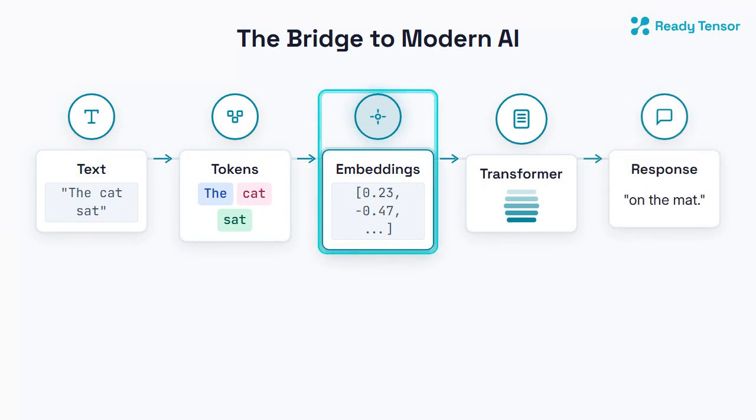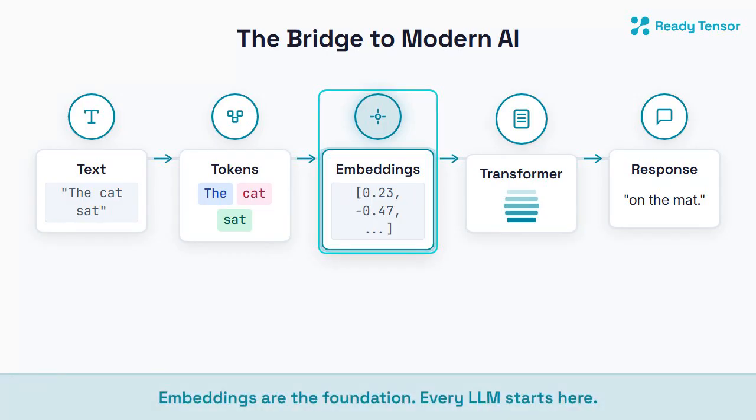But don't underestimate this embedding step here. It's not just pre-processing, it's the foundation. Everything the model knows about meaning, context, and relationships, it starts right here, in the embedding layer. Word embeddings aren't just an academic curiosity, they're the first thing that happens every single time you talk to an AI.